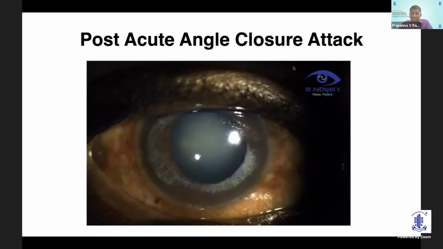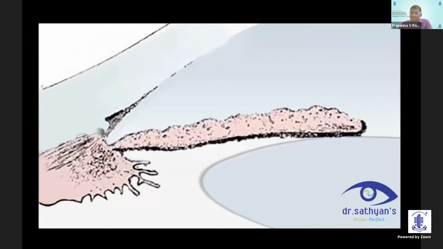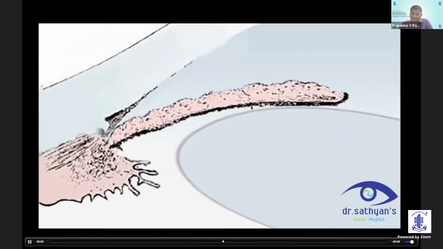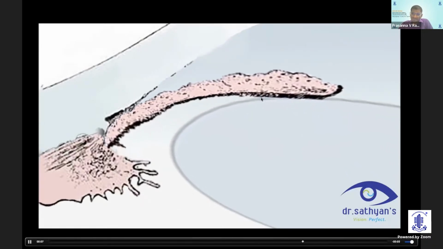So this is a post-angle closure attack patient, where you can see the classical triad of Vogt. And then when an image of this is shown, I show them this animation that we have made at our center, that this is a pupillary block where you can see the posterior iris surface in contact with the anterior lens capsule here. So the aqueous is not able to go through this route. It enters through the pupil into the AC, and then it goes to the angle.